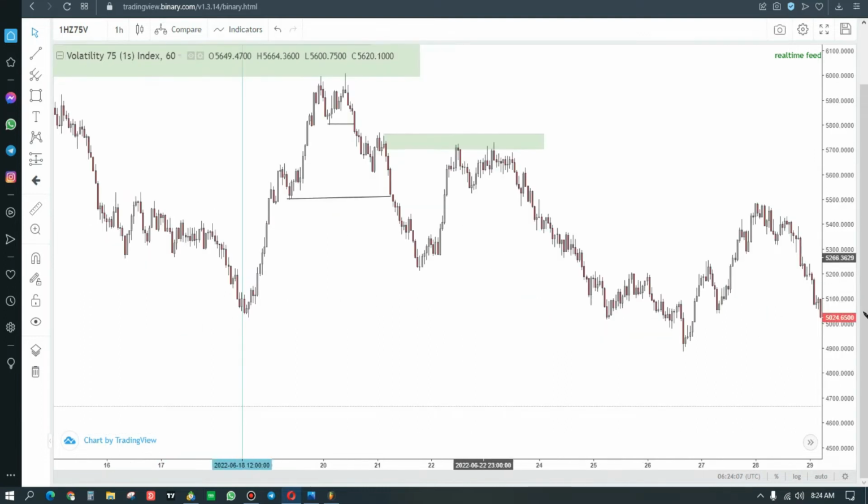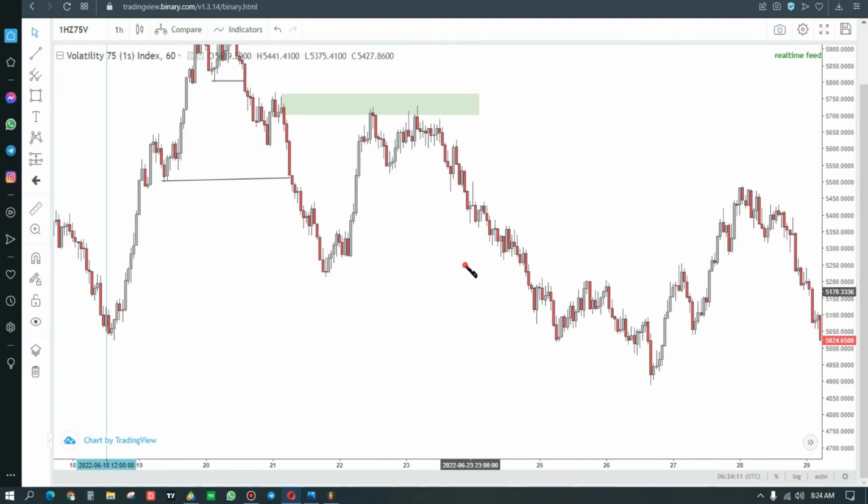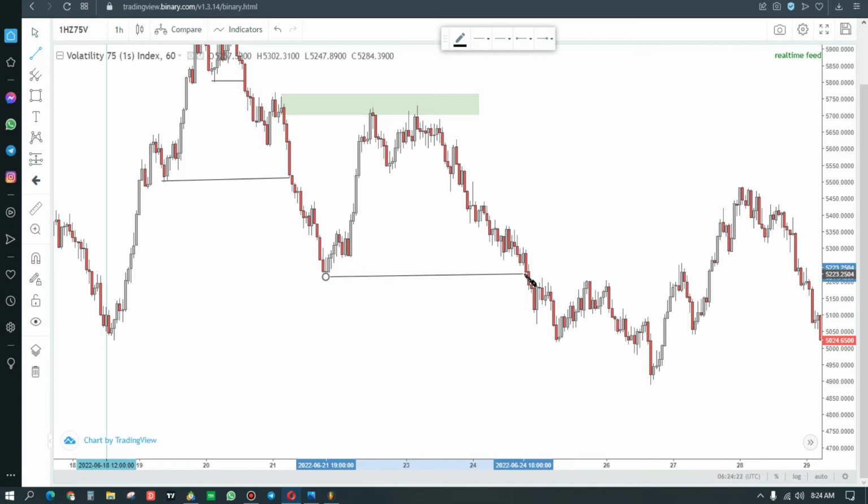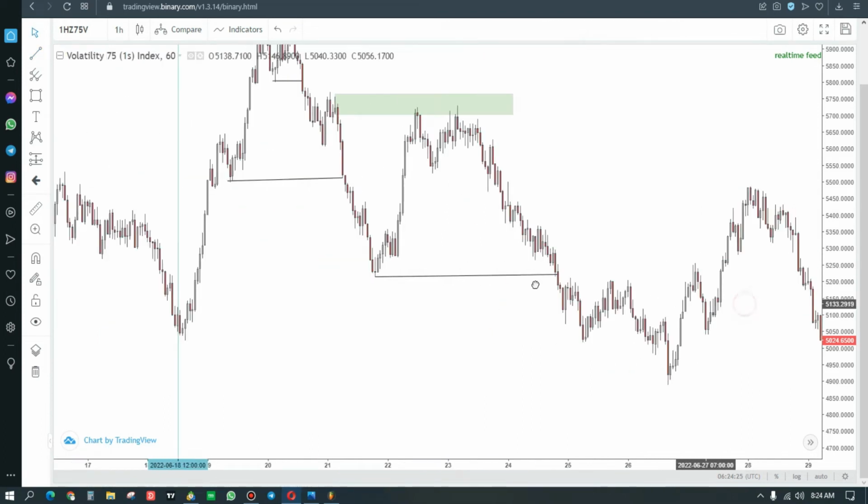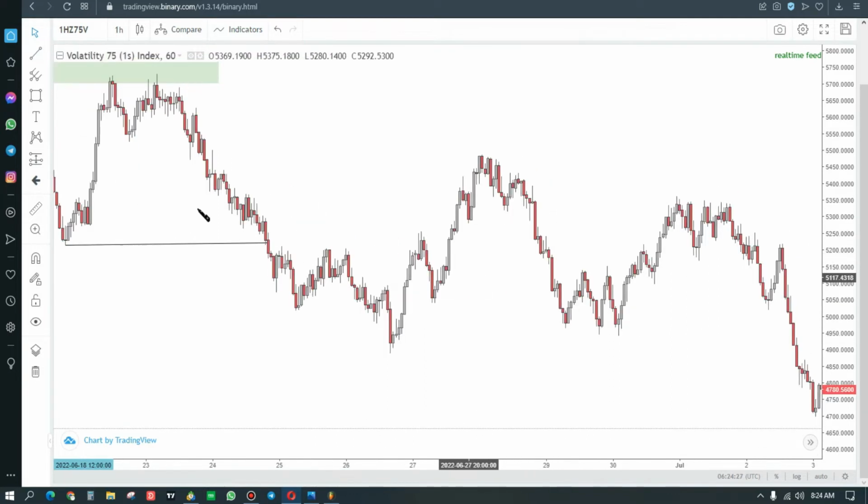As price pushed down, this would have been your entry. As price moves with bearish momentum, the structure was broken. So we can go to a 15-minute time frame, where you will be actually looking at these moves.